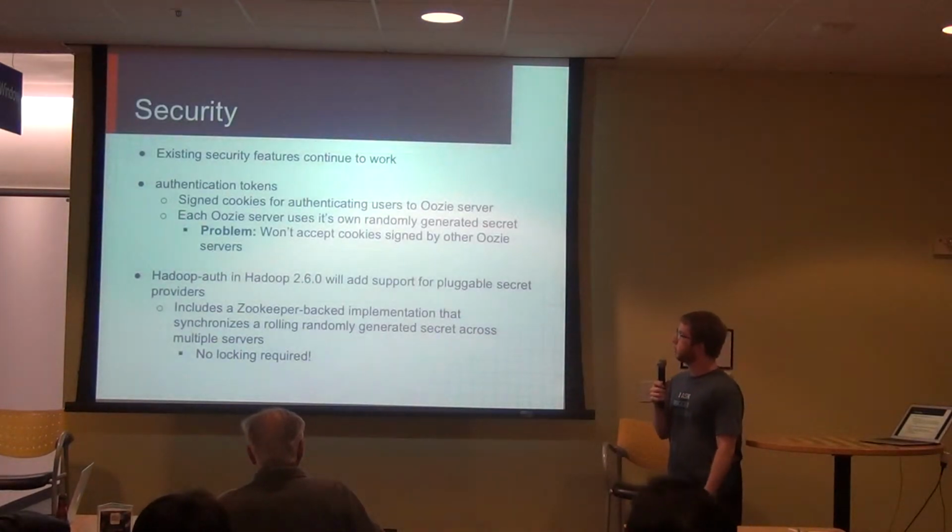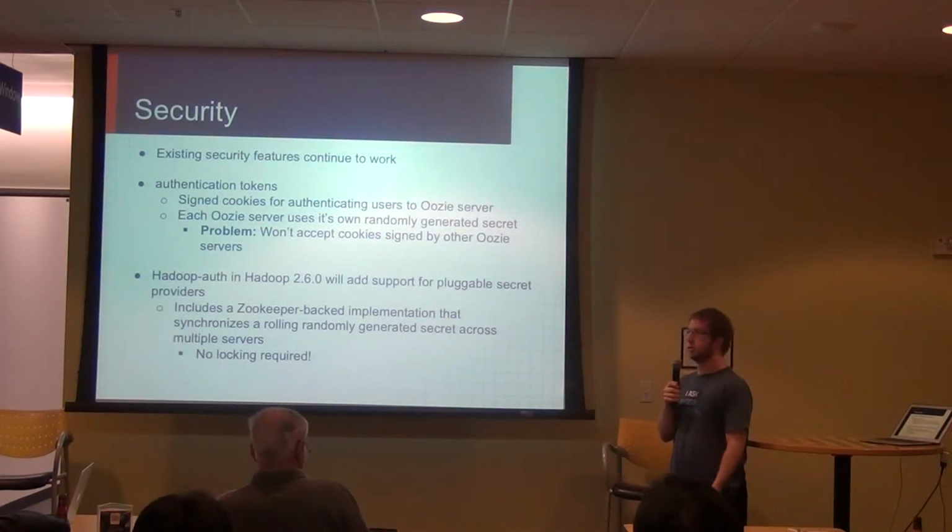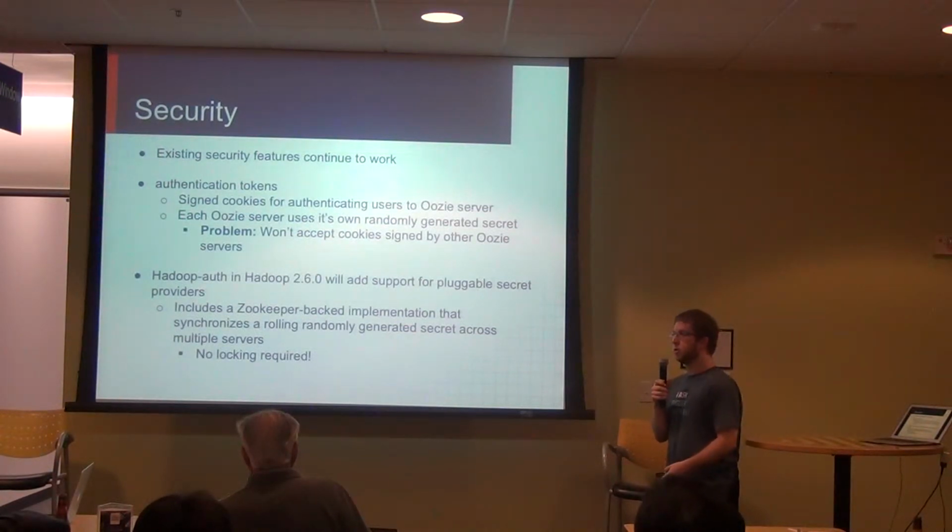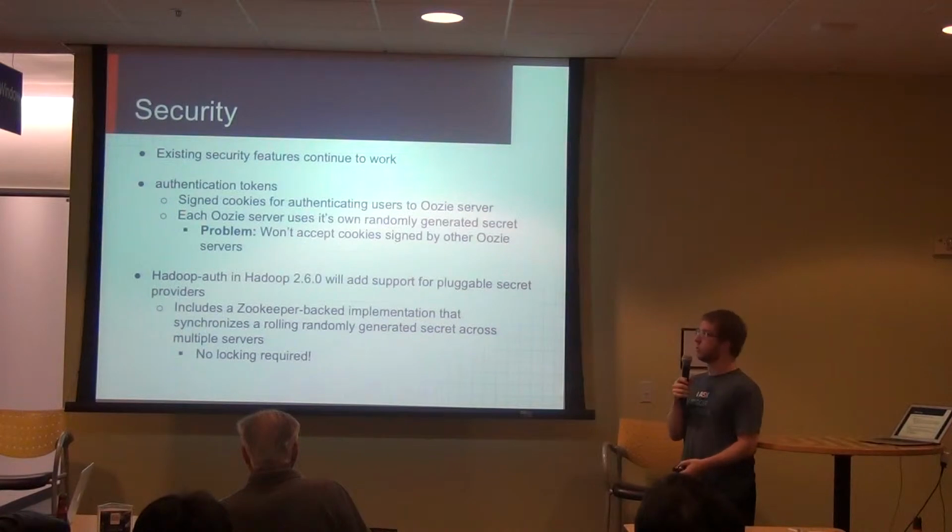Another thing I wanted to talk about was security. All the existing security features that Oozie has, like Kerberos and SSL and everything, they all still work basically the same as they did before. Something that was a problem was authentication tokens. So when you talk to the Oozie server with Kerberos, we give you back a cookie that you can use instead of Kerberos. And the main reason for doing that is it puts less load on Kerberos and reduces a lot of the overhead. The cookie is a lot smaller.